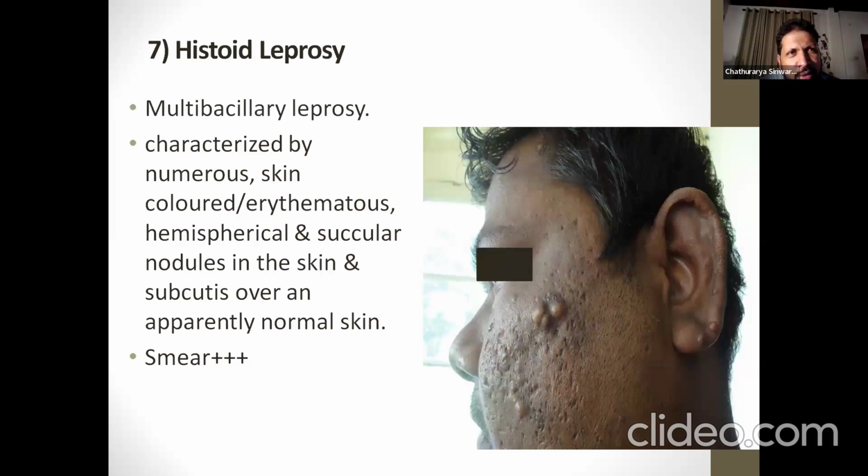Another rarer variant is what we call histoid leprosy. Now, they come with skin bumps. You can see a typical histoid lesion on the earlobe. They are flesh-colored to slightly red-colored bumps. They also can look like pimples, but they are persistent and they are teeming with bacilli. They are highly smear positive and they are highly infective.